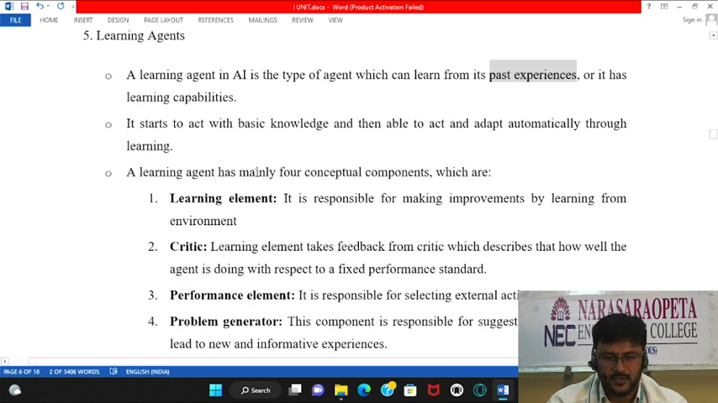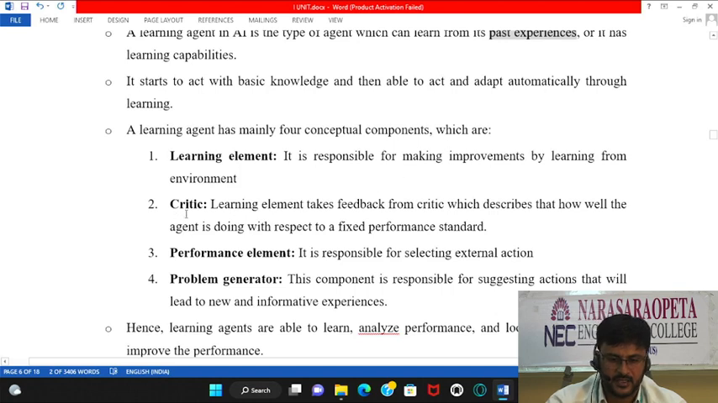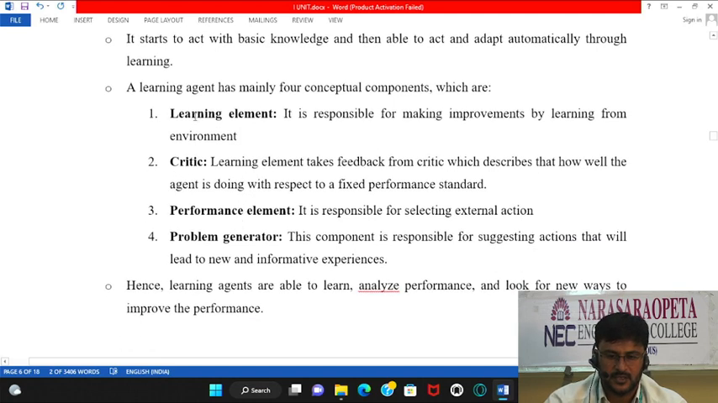The learning agent mainly has four conceptual components: the learning element, critic, performance element, and problem generator. The learning element is responsible for making improvements from the environment. You have to go to a new environment, and first you have to observe the environment. First, everything is learning there.